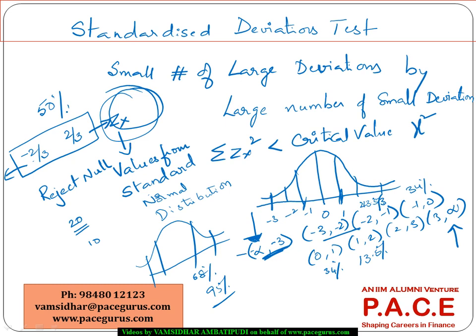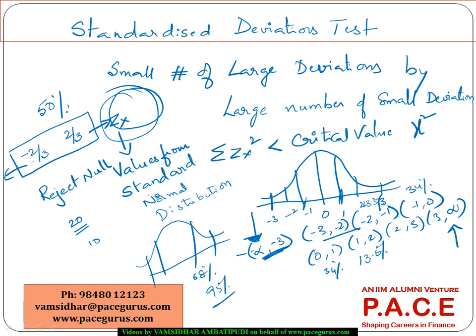So either I can do it for each of the groups separately, identifying how many are between minus 3 to minus 2, minus 2 to minus 1 and so on, or as a quick test I can see if 50% of my observations are outside the minus 2 by 3 to plus 2 by 3 kind of limit.